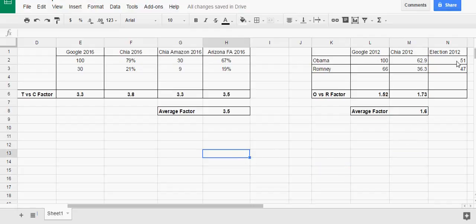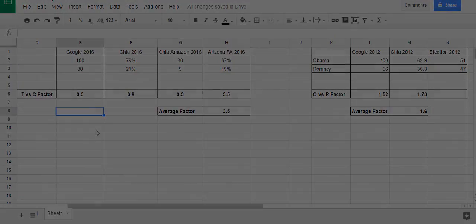And in the 2012 election, we saw that Obama came out 4 points ahead, and he had over 1.5 times the interest with Google search trends and the Chia Pet poll. So, is it safe to say that with 1.5 times the interest, Obama was able to secure a 4% lead, and that with 3.5 times the interest, Trump will be able to have an 8% lead in the final election? Well, I guess we'll find out.